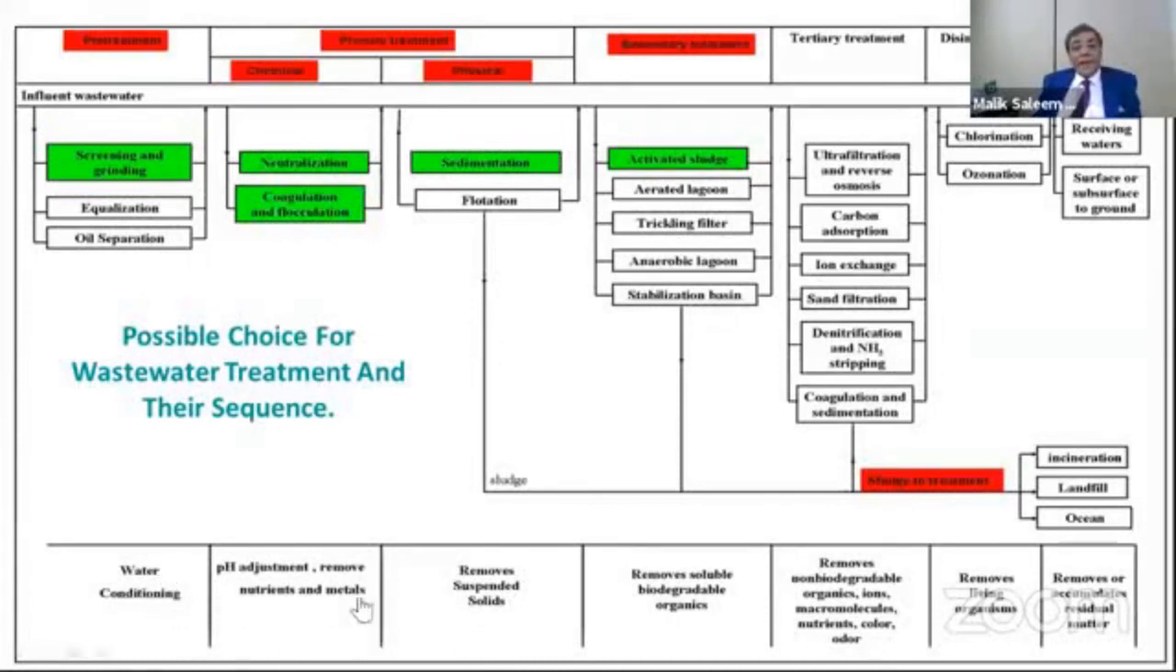And at the bottom of the slide, you see this is the first pre-treatment, which is actually for water conditioning. And if you see the primary treatment, it is for pH adjustment and removal of suspended solids like this. And if you see the secondary treatment, its objective is the removal of soluble biodegradable organics.